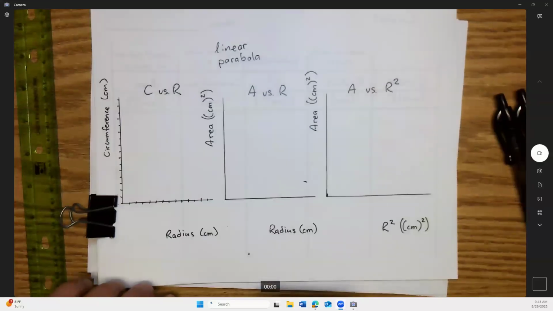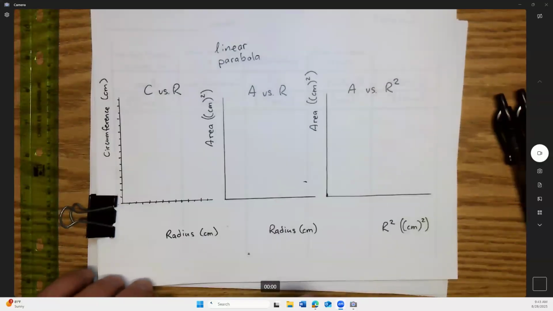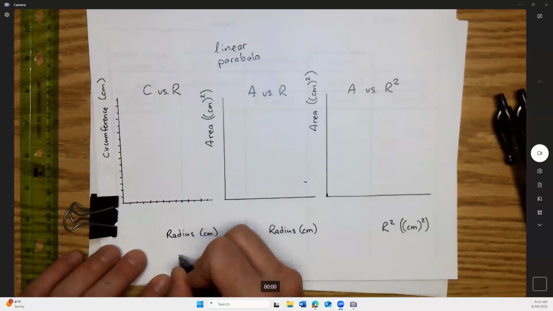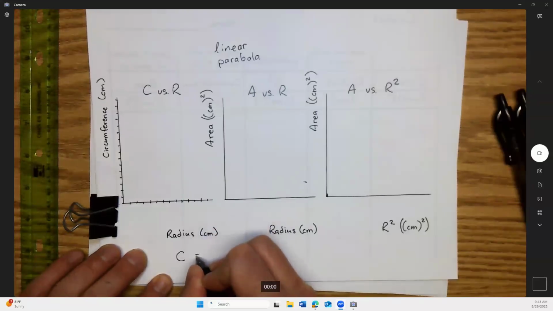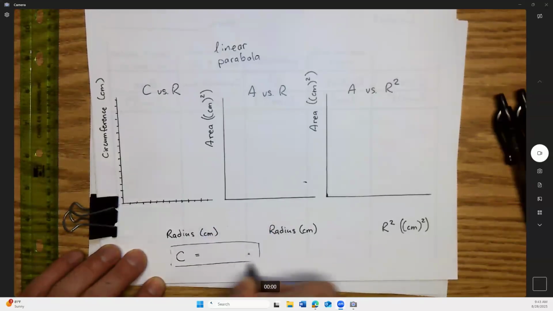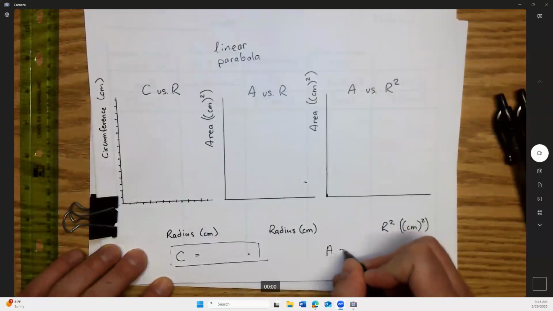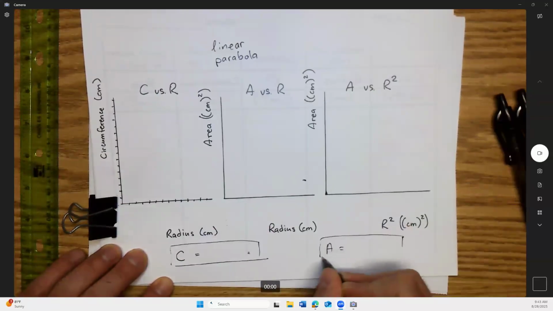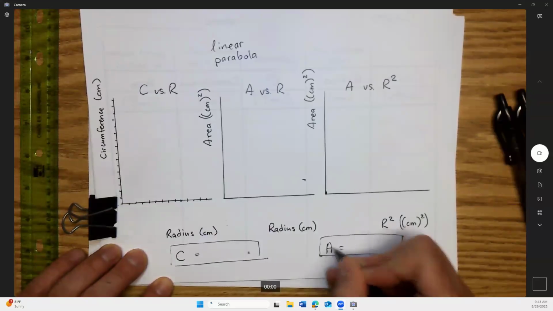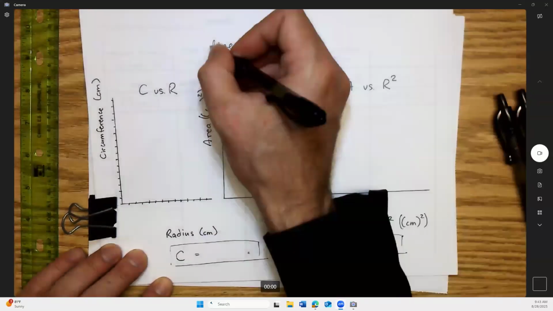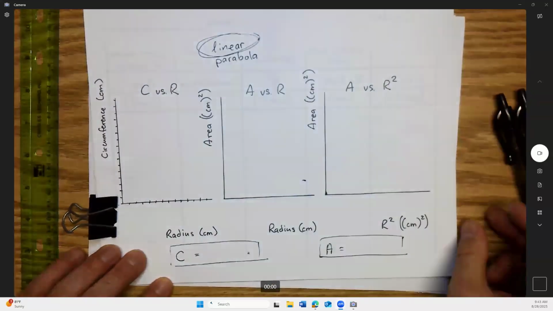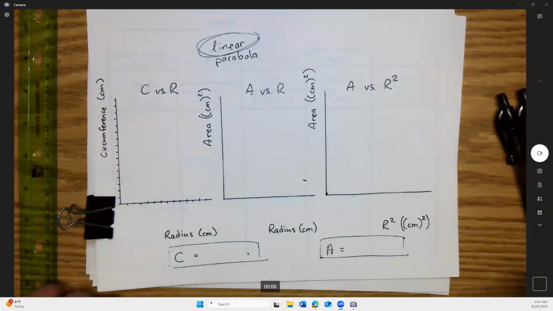And the last thing I wanted you to do was to come up with a couple of equations. So I'm just looking for 2 equations. C equals something and A equals something. That's what I'm looking for. Really, I want you to come up with equations for a linear relationship. Maybe that's a big hint that 2 of these are going to look linear.